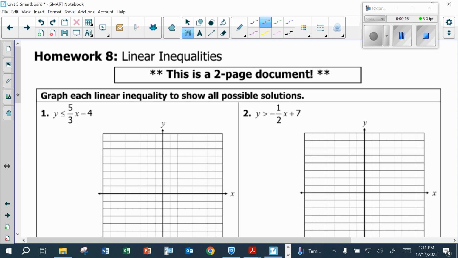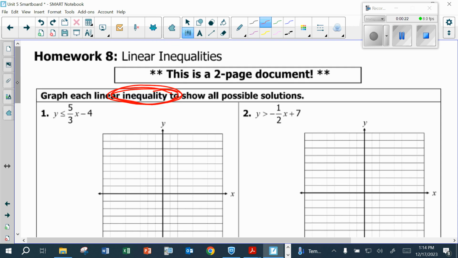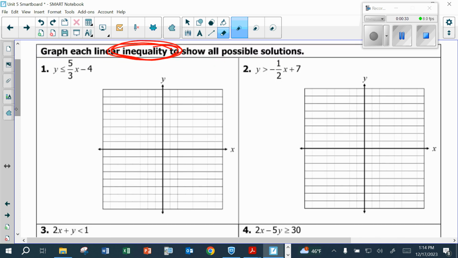Okay, so for the first one, graph each linear inequality. If you see this word, that should say to you, oh, I need to do some shading like this, okay? Equations don't have shading, inequalities do. On the Regents exam, they will ask you to graph two of these, 98% of the time. Okay, so we graph it like we would a regular linear equation.